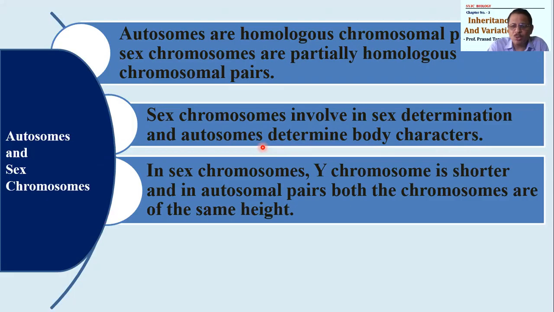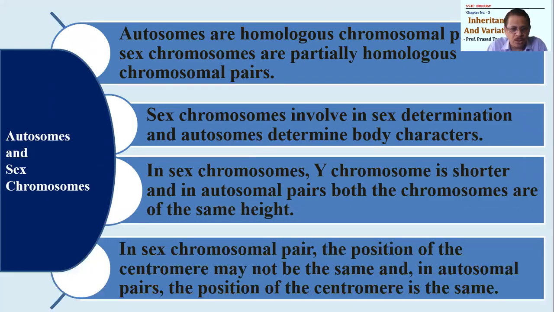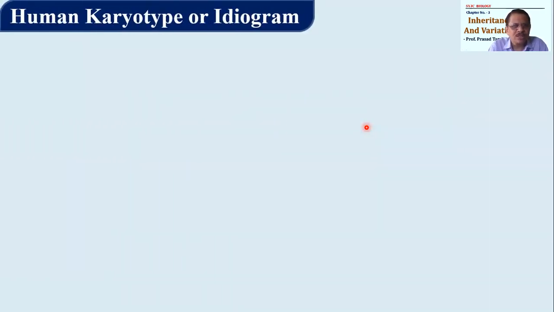That's why sex chromosomes are also called as heterosomes. Hetero का मतलब होता है different, they are having different looking. In case of sex chromosome pair, the position of centromere may not be the same. सीधी बात है, एक क्रोमोसोम छोटा है, एक क्रोमोसोम बड़ा है, तो position of centromere is not same. And in case of autosomal chromosome pair, the position of centromere is exactly same. So this is the basic difference between the two chromosome types. Remember it very well. Now we have to understand the human karyotype.